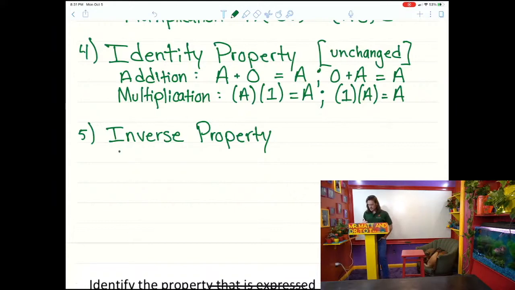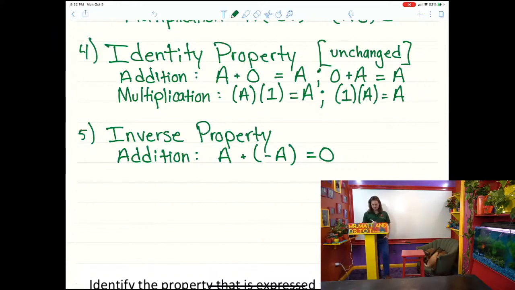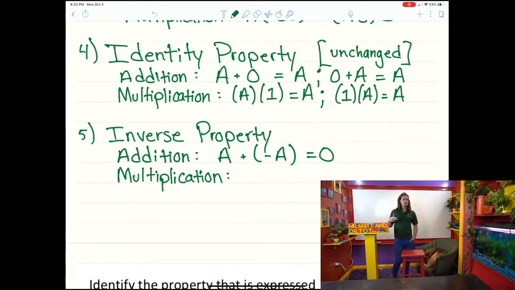For multiplication, the inverse property is A times 1 over A will always be equal to 1. So those first 5 properties had separate applications for addition and multiplication.